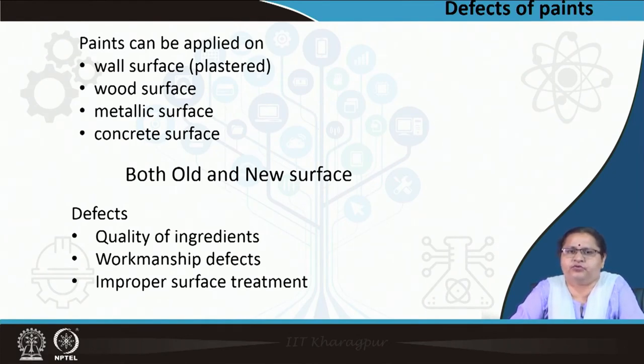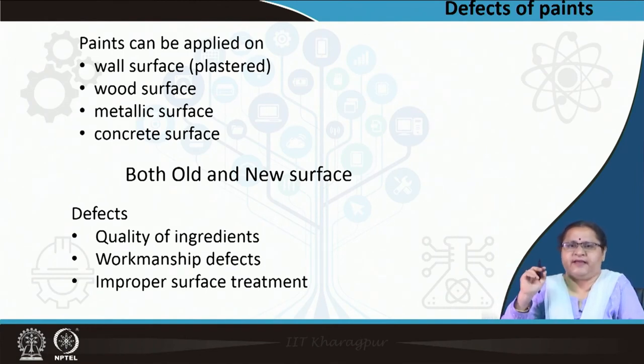So, if you are not doing proper treatment to whatever be the surface, plastered surface, concrete surface, wood surface or metallic surface, you are entering into a set of problems which may be related to improper adherence. That is, the paint is not adhering to the substrate. So, these are mostly observed in old kinds of surfaces. So, proper surface treatment has to be done. So, these are the key areas which are to be kept in mind.